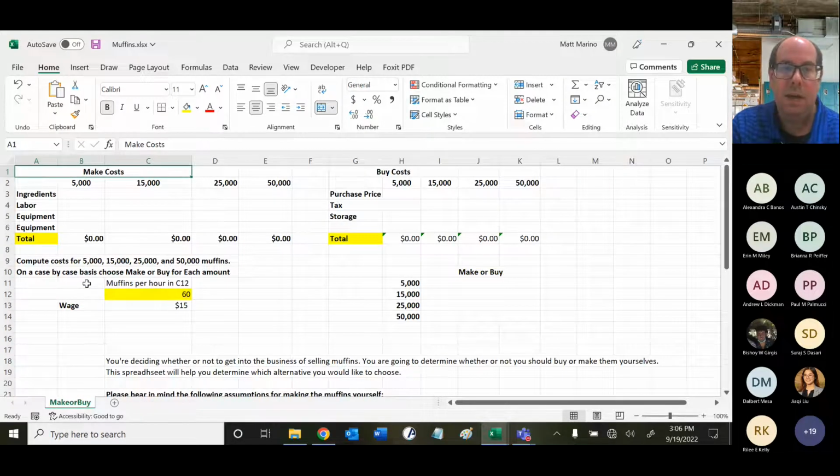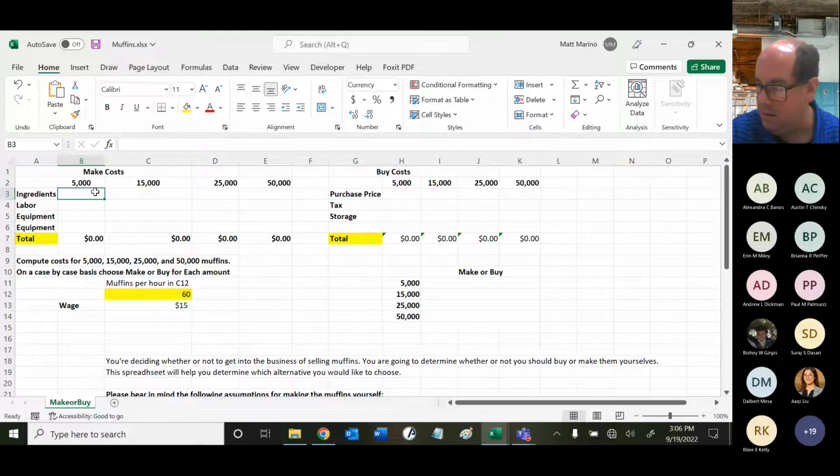All right, so in order to calculate whether or not we want to make or buy our muffins, when we make them, we need to calculate our ingredients, our labor, and our equipment costs. So who has a guess on how we calculate ingredients?